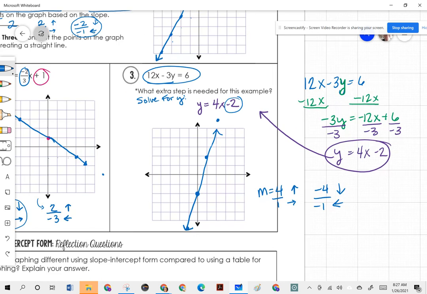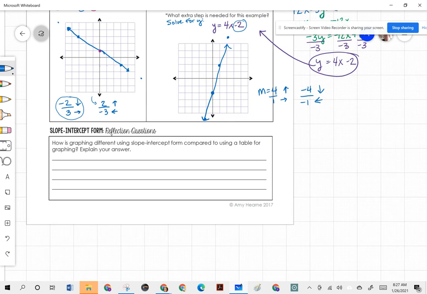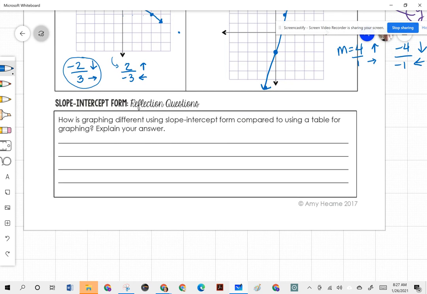Okay. So here's some reflection questions here. It says, how is graphing different using slope-intercept form compared to using a table? Remember what you did before? We used a table for graphing. Okay, so I want you to make sure you answer this question, and then you will turn in your notes.